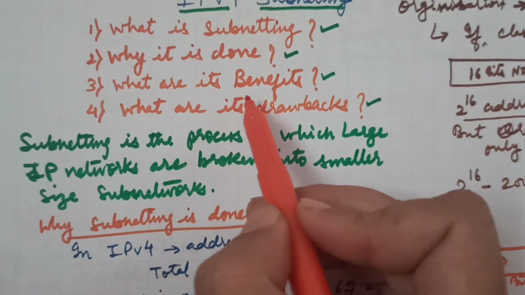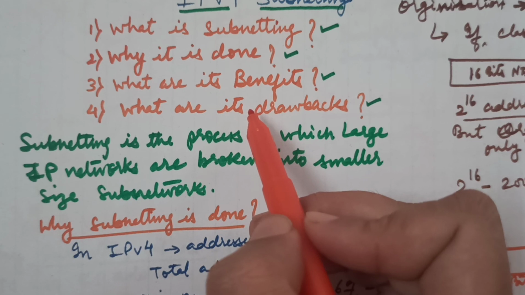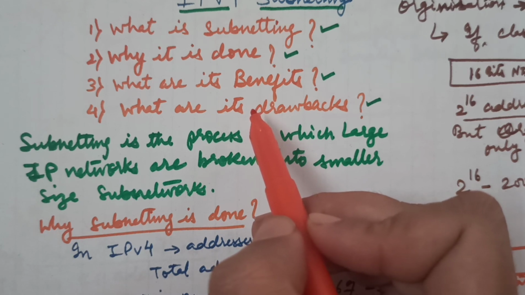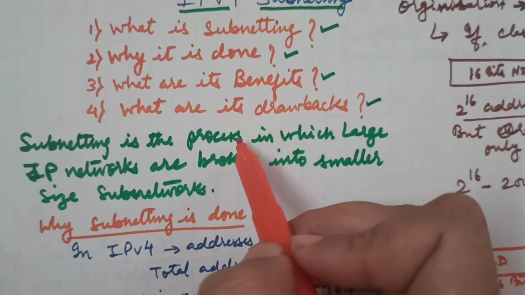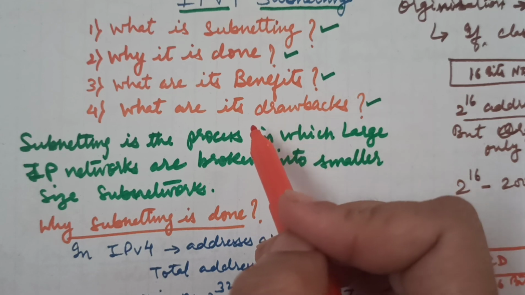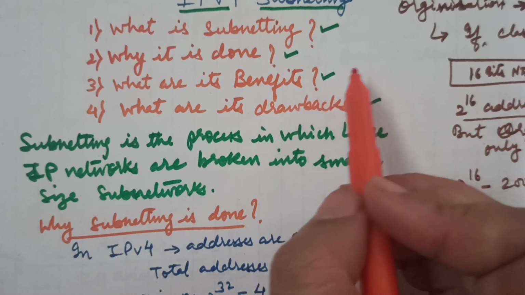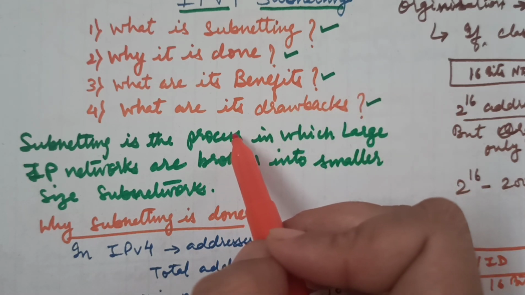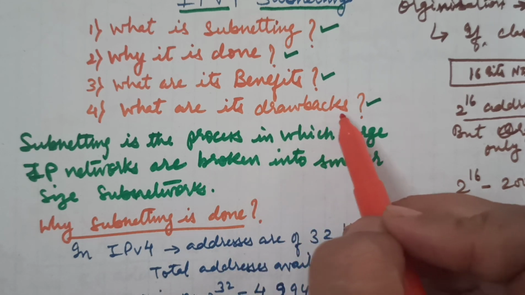What are the benefits of subnetting? Subnetting results in reduced traffic in the network, simplified network management, and smaller broadcast domains. So these are the benefits of subnetting. And what are its drawbacks? Subnetting did not really solve the address depletion problem, and many organizations did not like to share the addresses from class A and class B IP networks.